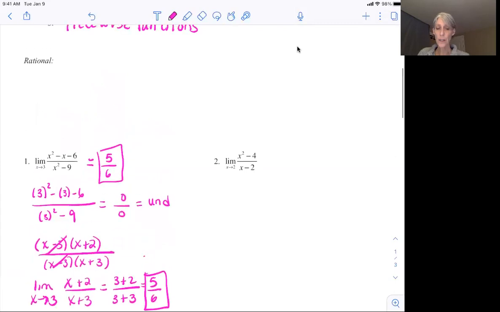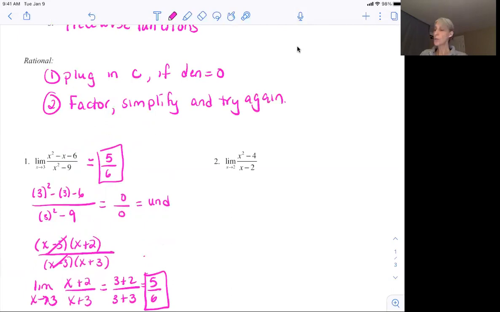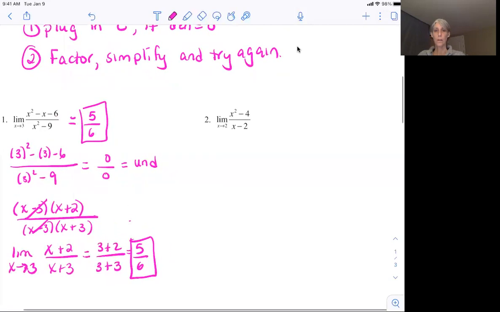Okay, so when we're dealing with a rational function, we're going to plug in c. If the denominator equals 0, we're going to factor, simplify, and try again. And it's that easy. I told you, things are going to get a lot easier from here on in.